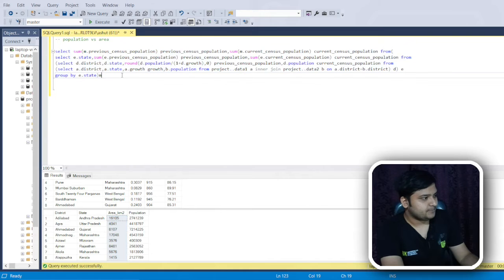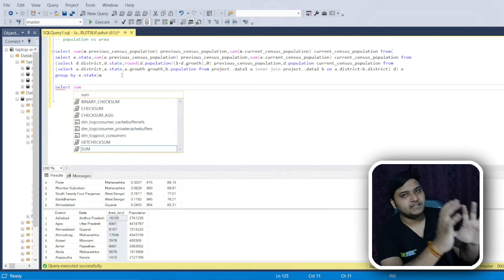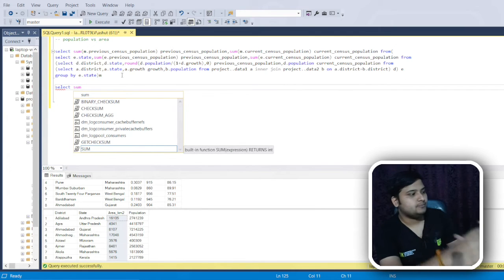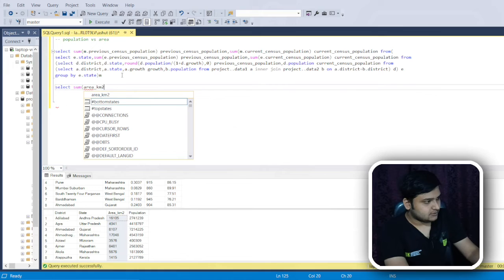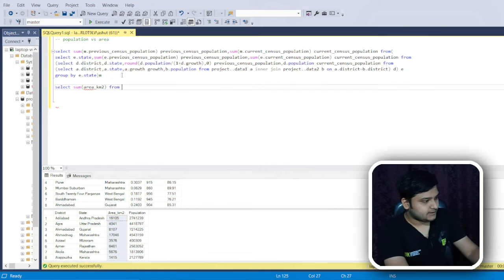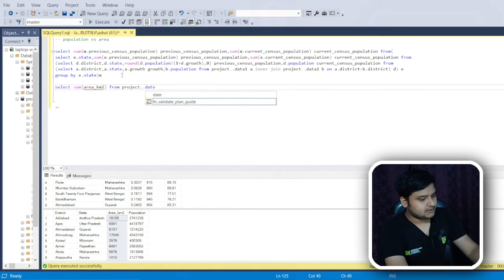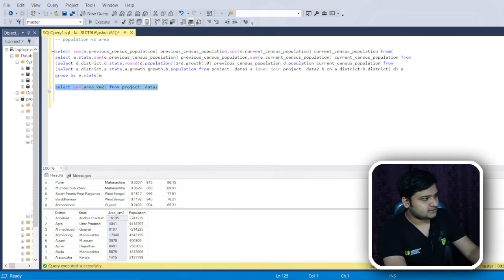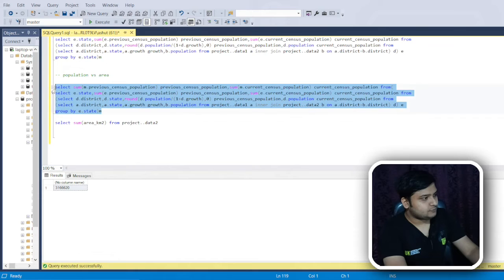Let us do one thing. So we would get the sum of the area in square kilometers from here just to get the total area of India. So I would just do a simple sum over area in square kilometers, and I would get this from project. I would mention the table name. Let us run the query. What does this give as output? So okay, great. So you can see we have two different queries.